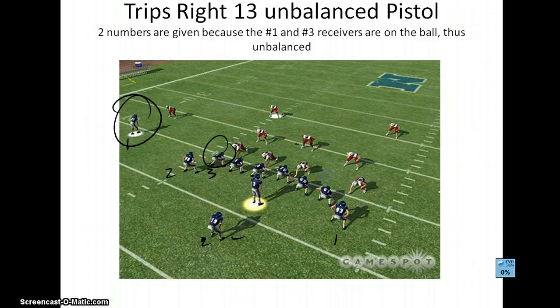So unbalanced is something we will see during the year and something we need to think about. Take a minute and look at the slide and see why this is trips right. Again, we're on this side of the football looking at the offense. It's trips right 13, unbalanced pistol. It's 13 because 1 and 3 are on the ball. It's unbalanced because on this side of the football, there's only 2 guys on the line of scrimmage. And it's also pistol because this is the quarterback and this is the running back. So that's the pistol approach there.